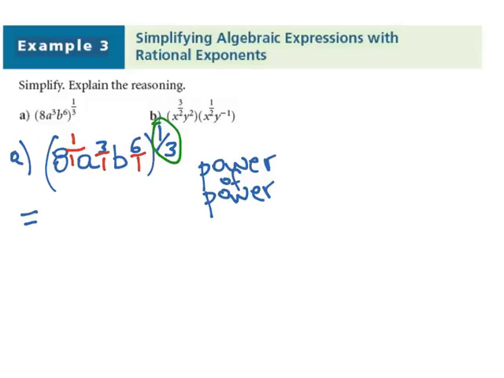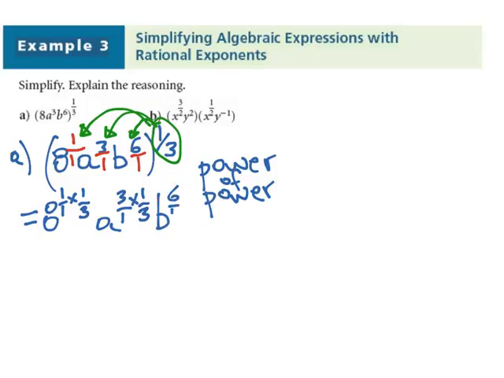The rule is that this exponent has to multiply with each and every exponent inside the bracket. This means that 8 to the power of 1 has to be multiplied with 1/3. A to the power of 3 has to multiply with 1/3. And B to the power of 6 has to multiply with 1/3. We have to use our fraction multiplication, where we multiply the numerator with the numerator and the denominator with the denominator for all of our fractions.